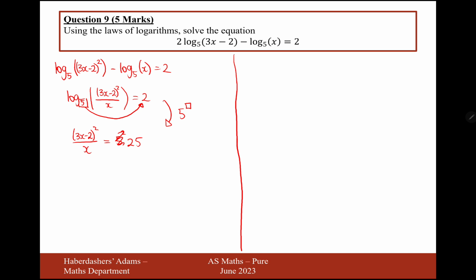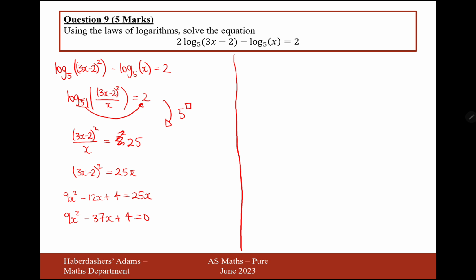Okay, let's multiply the x onto the other side. So 3x minus 2 squared equals 25x. Let's now expand the brackets. So it's going to become 9x squared minus 12x plus 4 equals 25x. Subtract the 25x onto the other side. So 9x squared minus 37x plus 4 equals 0.